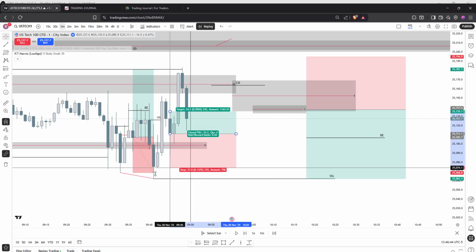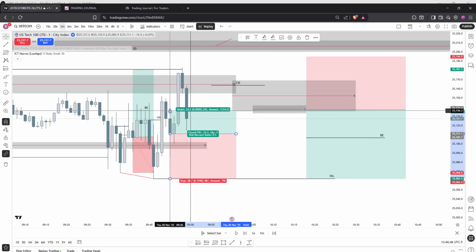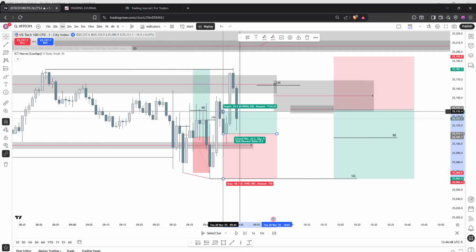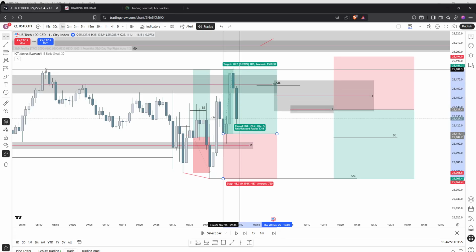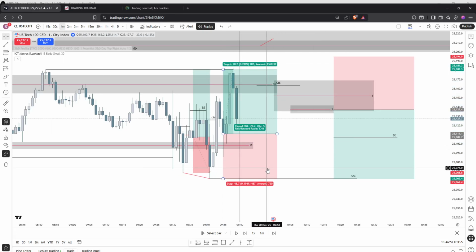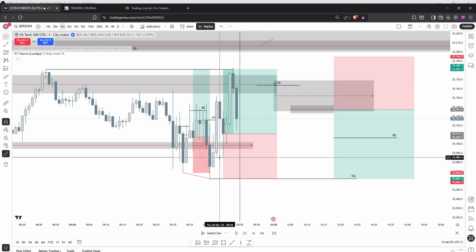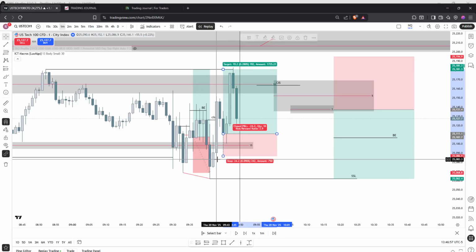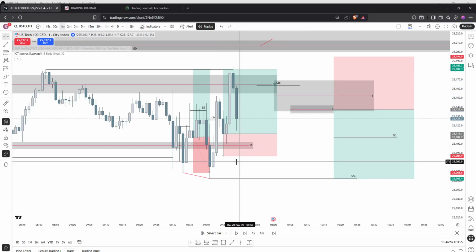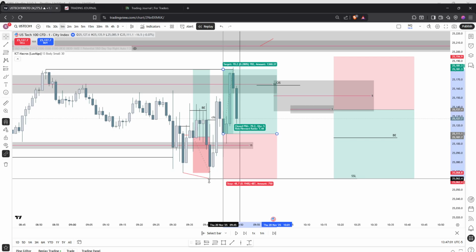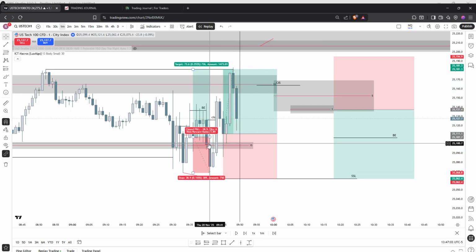Then here we get the entry. Here I put the entry, stop loss above the low, and target this high. It is as simple as that. Target this high, it's a 1 to 4. If I would have put my stop loss here, I would have gotten stopped out in a single candle. That's why I like to put my stop loss at the swing low. It's a 1 to 1.4 trade.